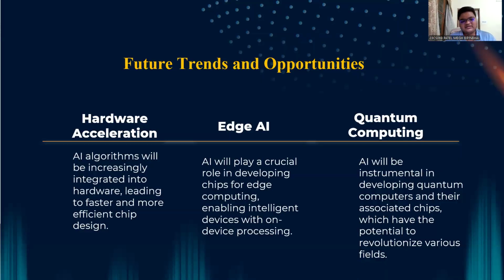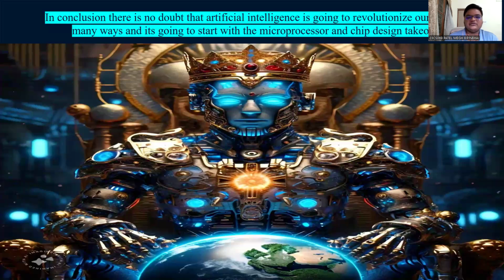AI algorithms will be increasingly integrated into hardware as time passes, which will lead to faster and more efficient designs. Machines will be integrated with AI, which will help speed up the design process and also make it more efficient. AI will also play a crucial role in developing chips for edge computing, enabling intelligent devices with on device processing. AI will be instrumental in developing quantum computers and their associated chips, which have the potential to revolutionize the field. So, as we have discussed, quantum chips are very useful in our further advancement in research into technology, and AI can help us a lot in that process.